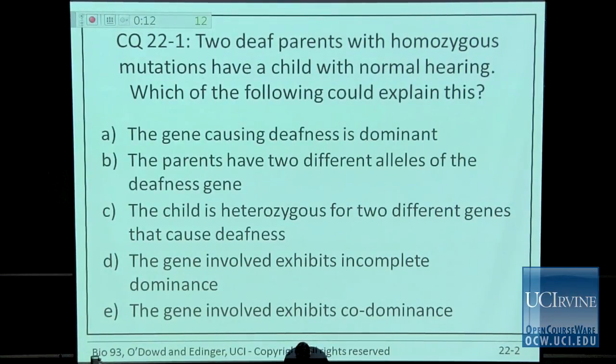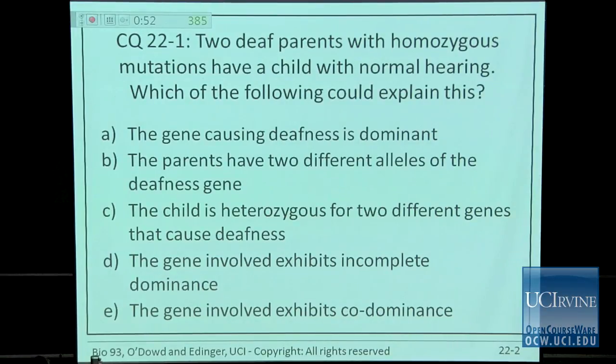Two deaf parents with homozygous mutations have a child with normal hearing. Which of these answers could explain this? Read through the answers and give it your best guess. Okay, if you're not sure, just go ahead and pick an answer so we can move through this.